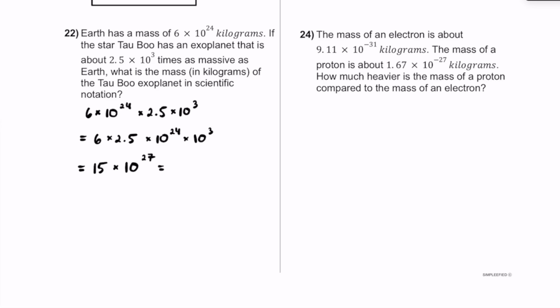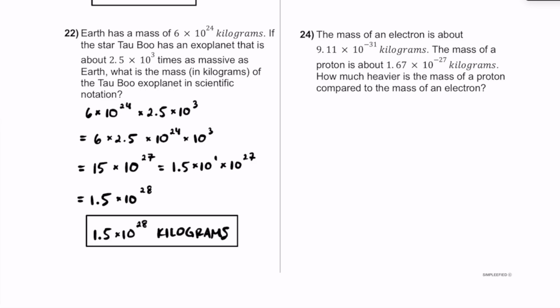Now 15 can also be written as 1.5 times 10 to the first power, and then we can leave that 10 to the 27th power alone for a moment. And then using that product of powers property again, we can say this is 1.5 times 10 to the 28th power here. And so the mass of this exoplanet would be about 1.5 times 10 to the 28th kilograms.